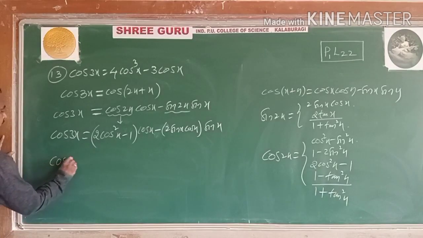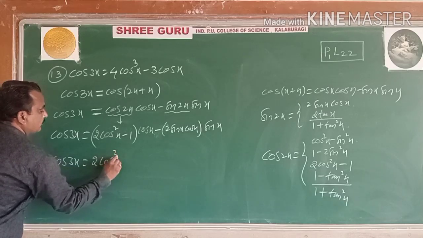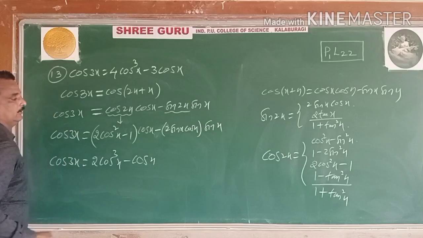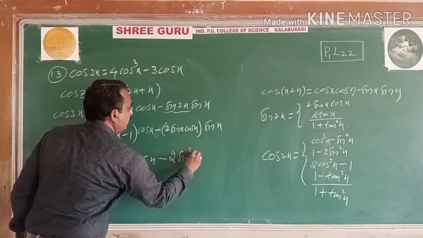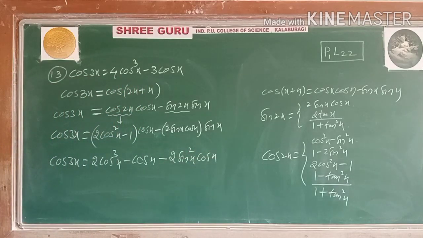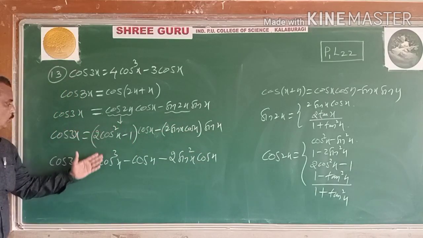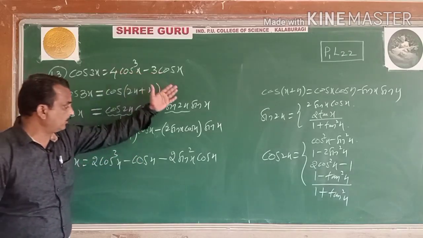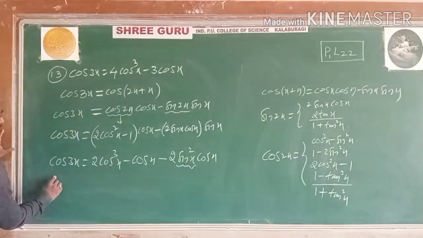So cos of 3x. Simplify this one. Take inside a bracket 2 cos cube x minus cos x, minus 2 times sin x into sin x into cos x, that is sin square x into cos x. This cos x is taken inside the bracket: 2 cos cube x minus cos x. These two are in terms of cos, which you need. So let us convert this in terms of cos. You will get cos 3x also.